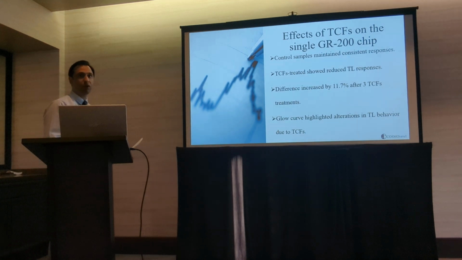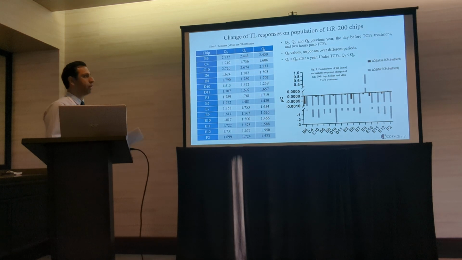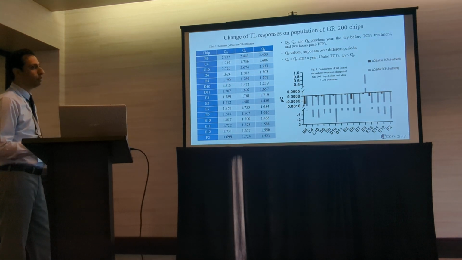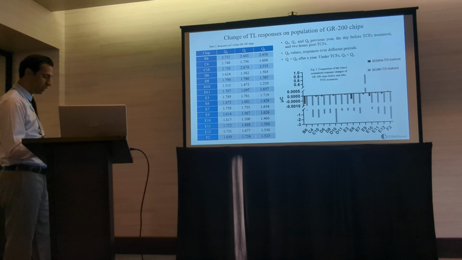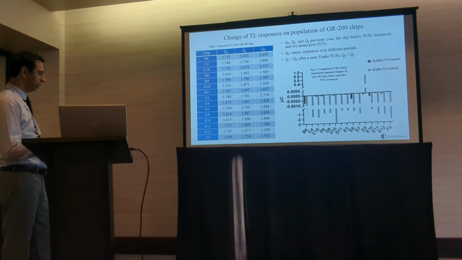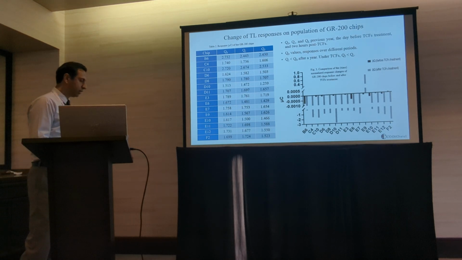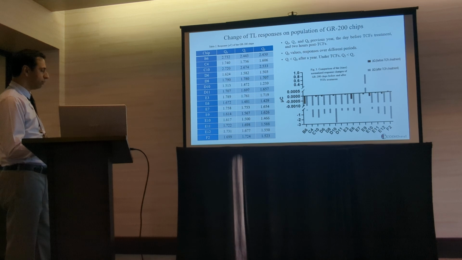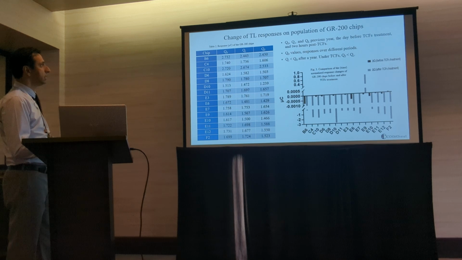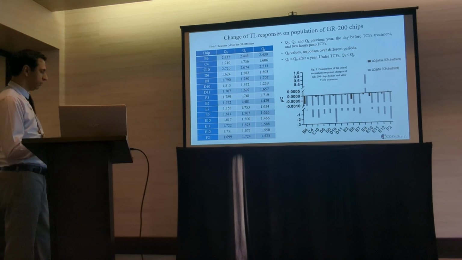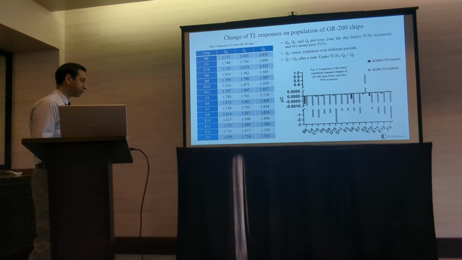These are results for only one chip, but here we have a result on a population of 15 chips. Here, as you can see in this table, QO represents the direct responses of samples from last year. QI is the responses the day before TCF treatment, and QF is the responses 2 hours after applying TCF.